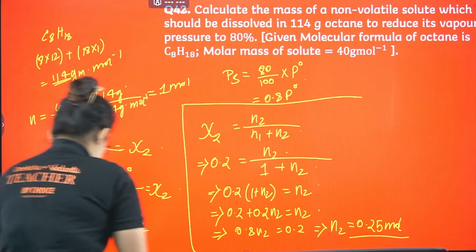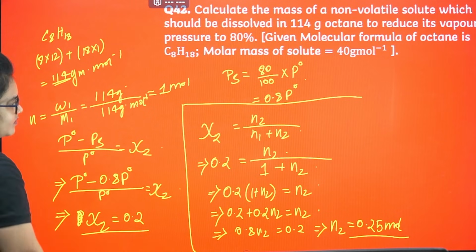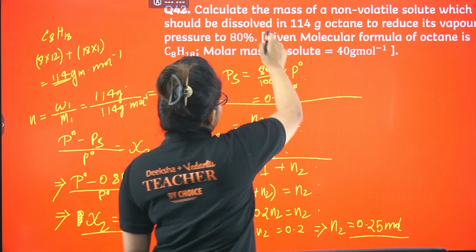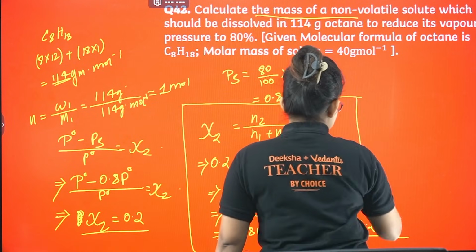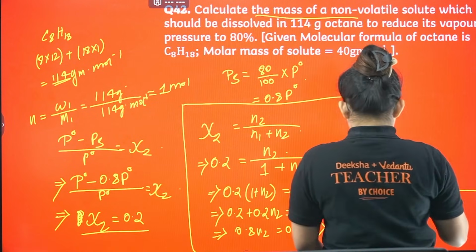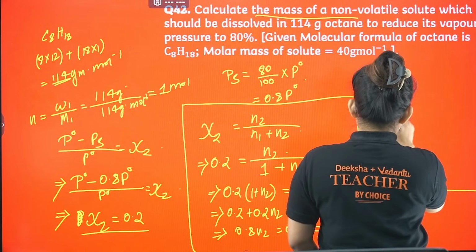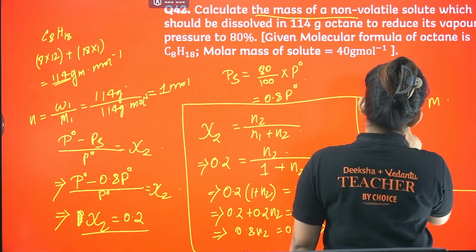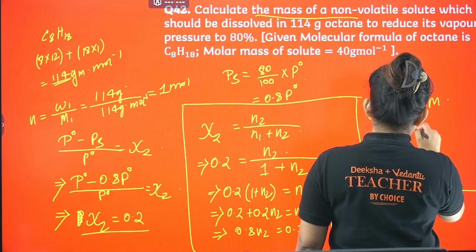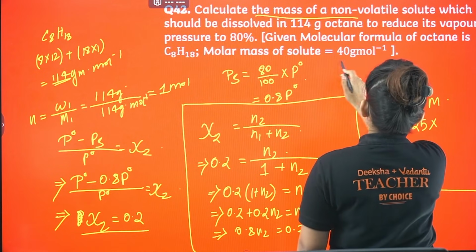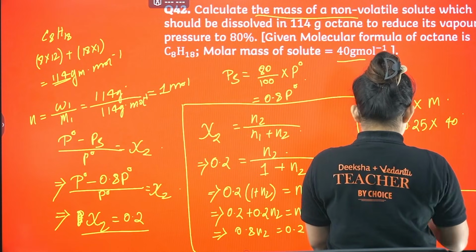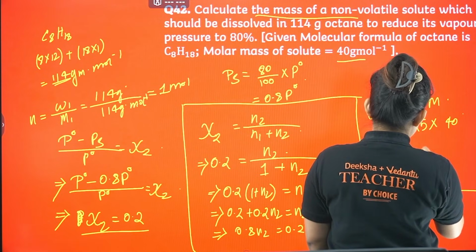Okay, so now we got the number of moles, 0.25 mole. Now easily we can get the weight. Mass we have to find out, right? So how should I find the weight? Weight equals number of moles into molecular weight. Number of moles is 0.25, into molecular weight given as 40. So if you just calculate, it will come up to be something like 10 gram.